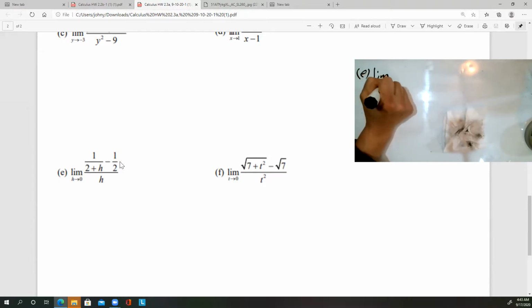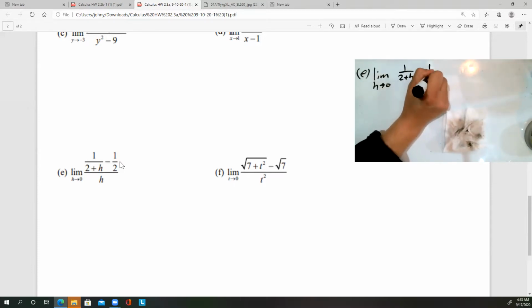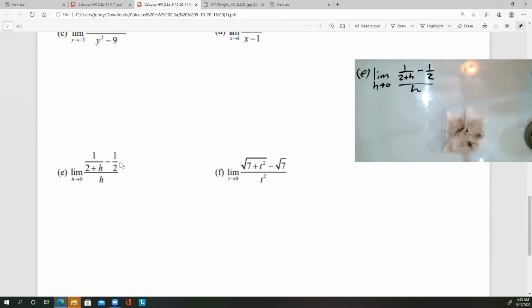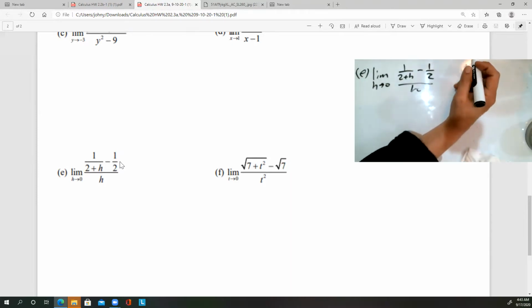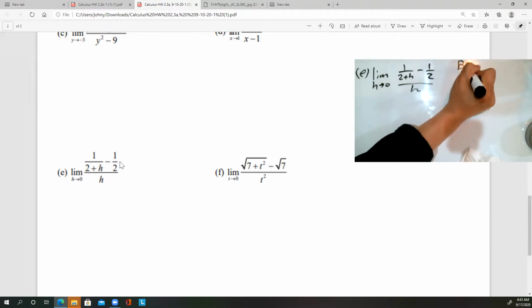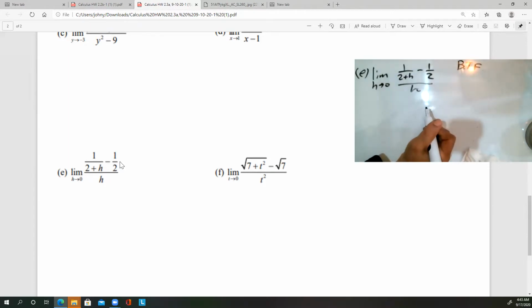Limit as h approaches 0 of (1 over 2 plus h minus 1/2) all over h. There are several ways you can do this. You can find a common denominator, going from a complex fraction, because it's complicated, to a simple fraction. There's also another way, which is a lot easier once you learn how to do it, but I noticed that my student had a difficult time using the bust that fraction method, or BTF. So we're going to do the long way.